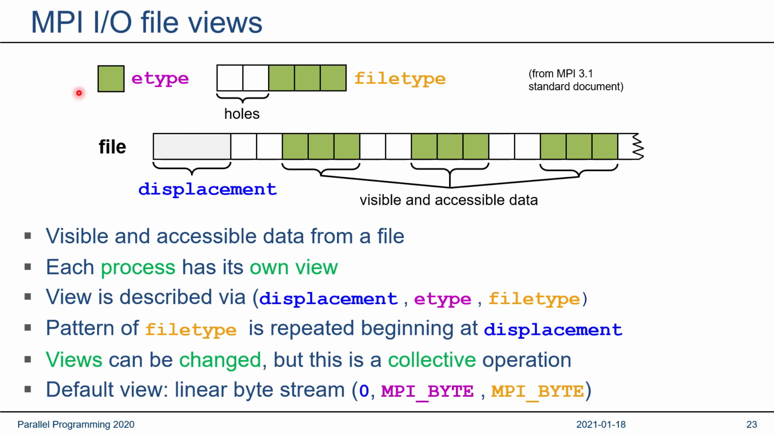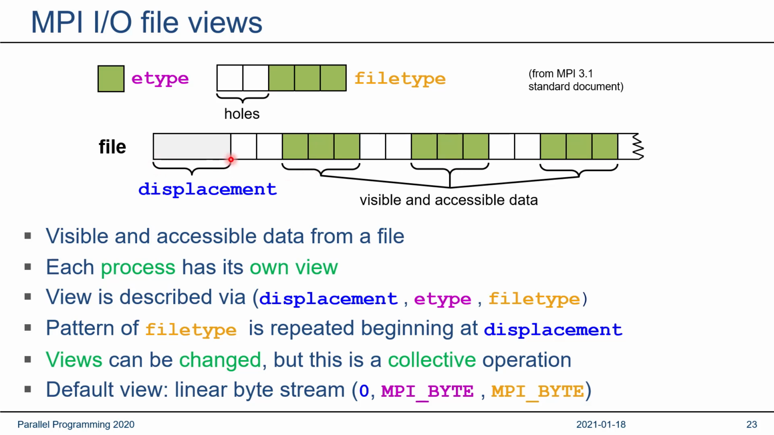So the E-type, as I mentioned at the beginning, is the basic type that the whole file is made up of. The file type is the pattern that is repeated when looking at the file from the point of view of the process. So in this case, we have three E-types. Imagine it to be like an integer, for example, and we have two holes at the beginning. So the file type has an extent of 5, and only 3 of these 5 elements are actually visible. And there's also a displacement.